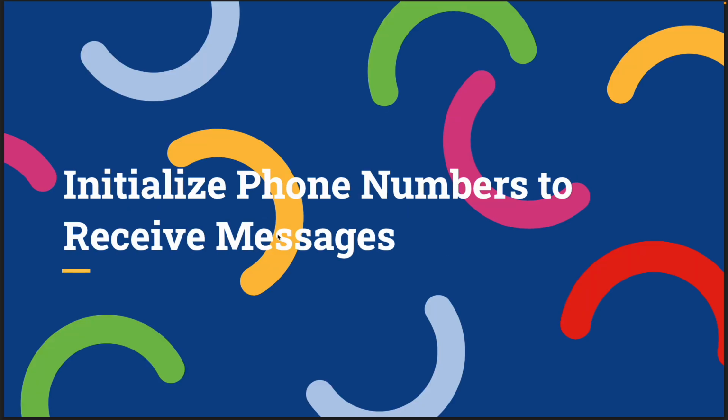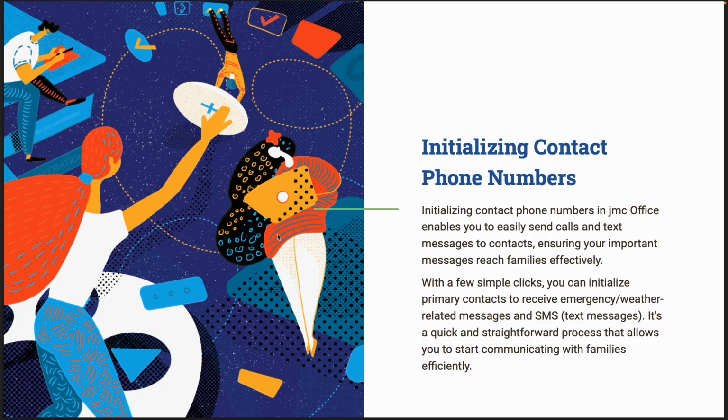Initialize phone numbers to receive messages. Initializing phone contact numbers in JMC Office enables you to easily send calls and text messages to contacts, ensuring your important messages reach families effectively. With a few simple clicks, you can initialize primary contacts to receive emergency and weather-related messages and SMS or text messages. It's a quick and straightforward process that allows you to start communicating with families efficiently.